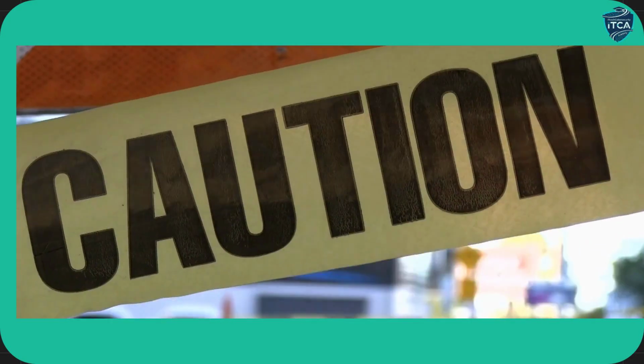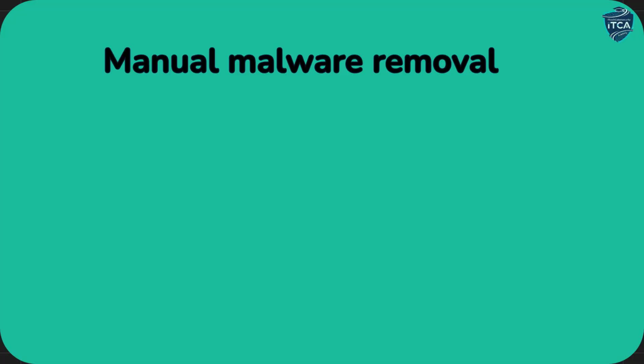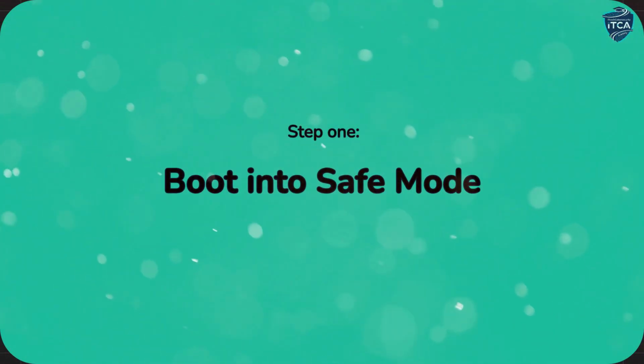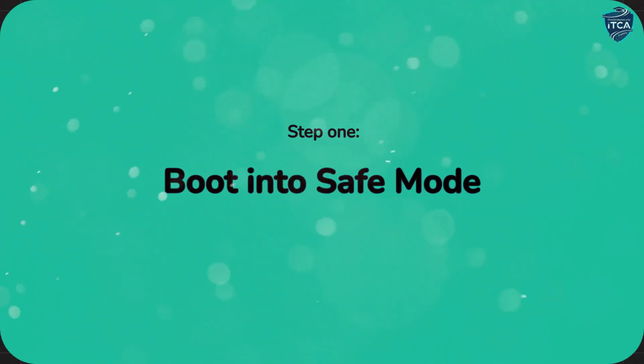Manual malware removal is possible, but it can be risky if you don't follow the right steps carefully. Here's a safe, step-by-step approach you can use. Step 1. Boot into safe mode. This stops most malware from automatically starting when your system powers on.